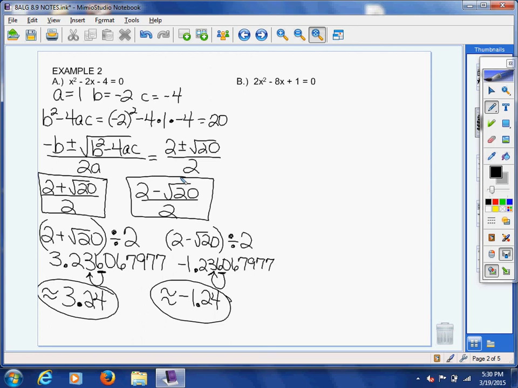Okay, so B is yours. I need the approximate answers for this. I'll give 2 points if you can give me the approximate decimal equivalents for these answers, okay? Good luck. Bring your questions to class tomorrow.